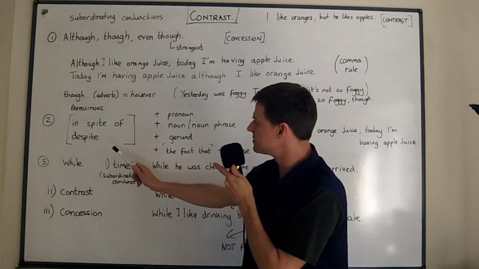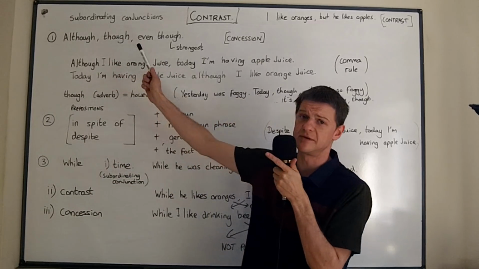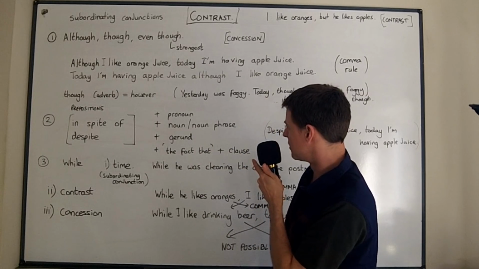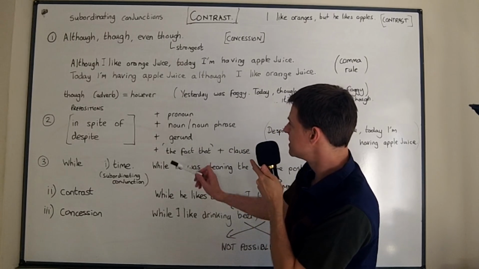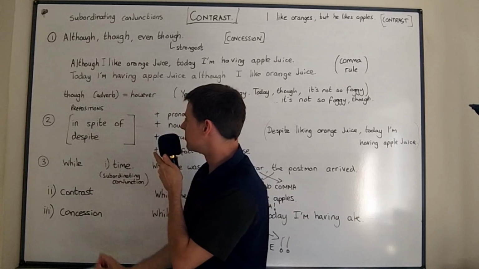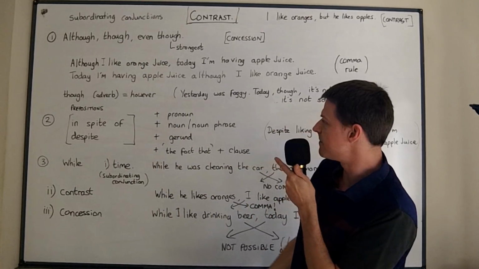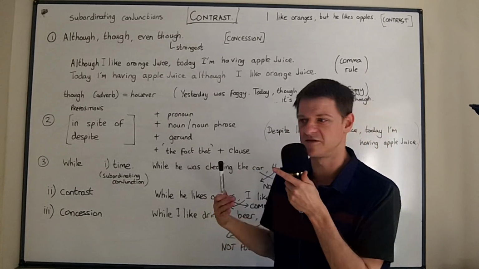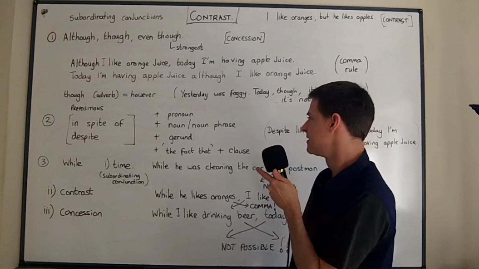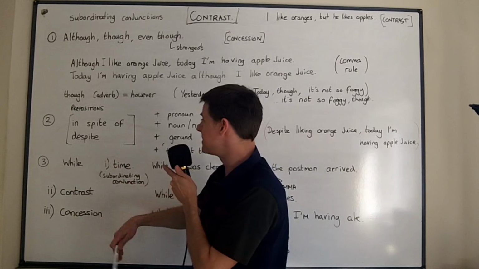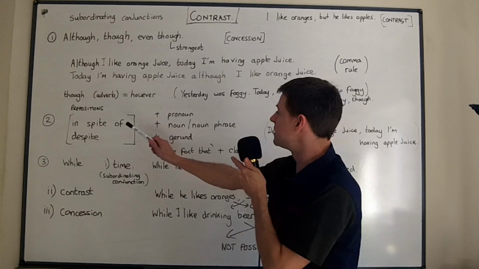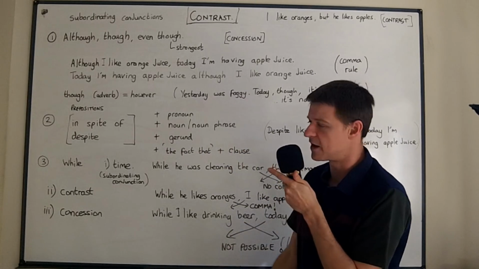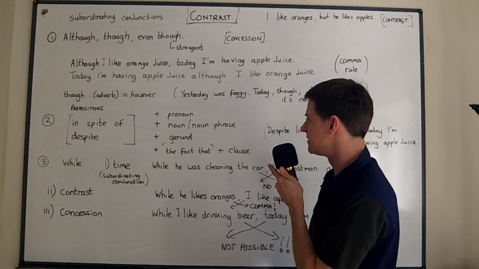Let's now look at in spite of and despite, which are basically the same as these. They also are for making concessions and contrasts, but they're prepositions. They're not subordinating conjunctions. And that means we can say in spite of plus pronoun, in spite of him, in spite of her, in spite of this, despite him, despite her, despite this. We can use these plus a noun or a noun phrase. In spite of the weather, we had a picnic, something like that.